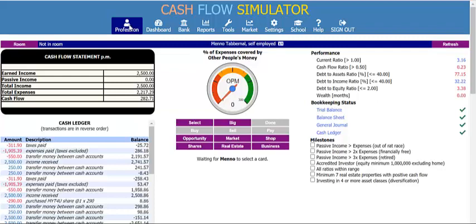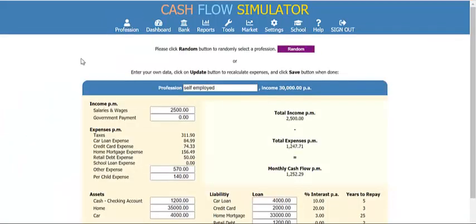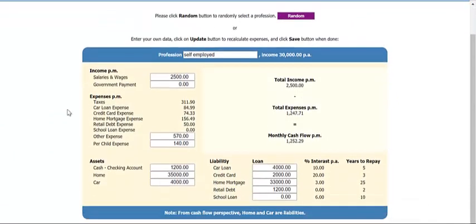So let's start out with a profession over here. You are able to pick a random profession, and you can see here that I am self-employed in this game, and I'm able to change the numbers as well, so I can put in my own real-life numbers. It will automatically calculate the taxes and car loan expenses and different other things. I have my assets and my liabilities over here and how long I need to repay them.